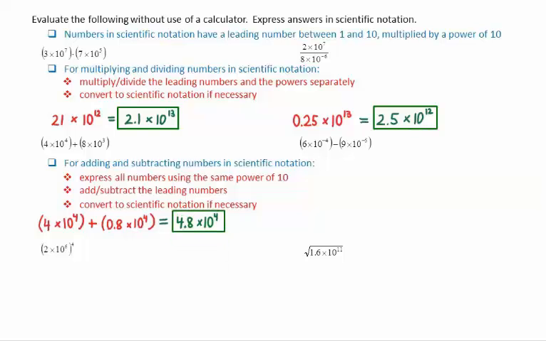For the next one, 6 times 10 to the negative 4 minus 9 times 10 to the negative 5. Here we'll put both as powers of 10 to the negative 4. 6 times 10 to the negative 4 minus 0.9 times 10 to the negative 4. Note that the 9 is getting 10 times smaller in going to 0.9, and the 10 to the negative 4 is 10 times bigger than 10 to the negative 5 to compensate. We subtract 6 minus 0.9, giving us 5.1 times 10 to the negative 4.